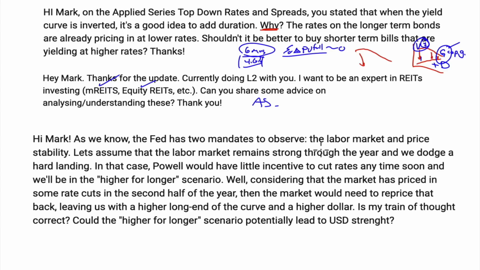Fed has two mandates. Labor market, well, not really labor market, it's called full employment, right? Price stability. Let's assume labor market remains strong throughout the year and we dodge a hard landing. In that case, Powell would have little incentive to cut rates anytime soon and will be in a higher for longer scenario. Yep, that's what he said to David Rubenstein on Tuesday. Considering that the market has priced in some rate cuts in the second half of the year, then the market would need to reprice that back, leaving us with a higher, longer end of the curve and a higher dollar.